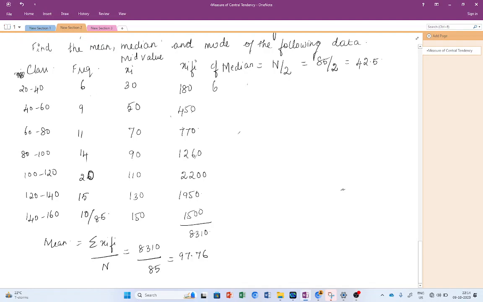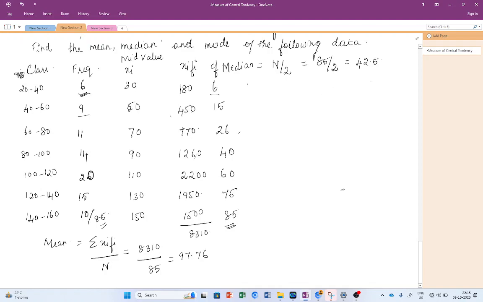So the first value, this is your frequency, the first value you take as it is. Next you have to add 6 and 9, so you will get 15. Next 15 and 11, so you will get 26. 26 and 14 will give you 40. 40 and 20, 60. Then it is 75 and 85. So you can check that this and the total of your frequency are the same, so your addition is correct.